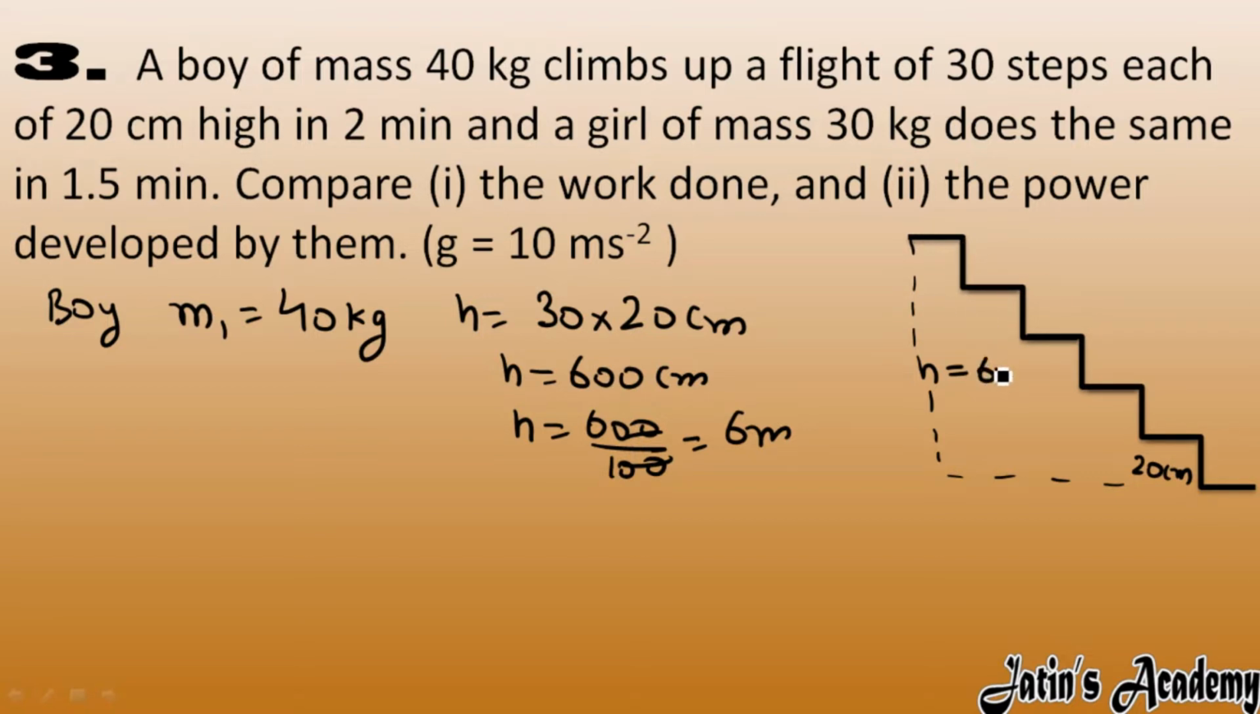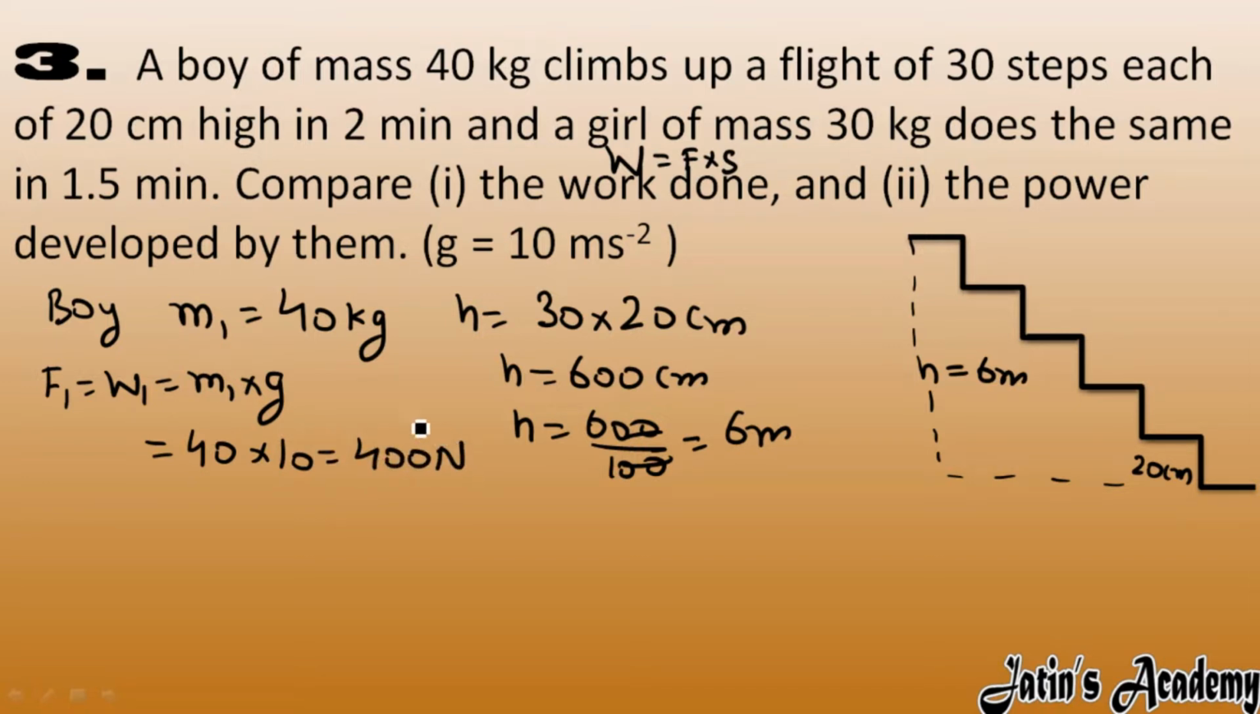Now next, this is the mass of the boy. How will we calculate the force? Because we have to calculate the work done. The work done formula we know is force into displacement. So force in this case is mg, that is the weight of the body, m into g. Mass we have 40 and g we have 10. So here we get 400 Newton.